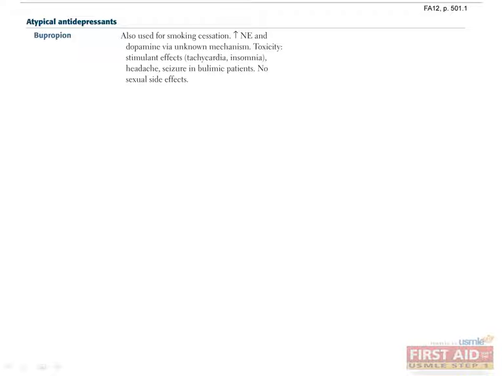The key fact about bupropion is that it does not cause a decrease in sexual function, so patients who are doing well with SSRIs but are suffering from anorgasmia may want to try bupropion as an alternative antidepressant. As you may be aware, it can also be used for smoking cessation. Other toxicities are more nonspecific, particularly stimulant effects and headache. It's also known to decrease the seizure threshold, specifically in bulimic patients, and is therefore contraindicated in this group.